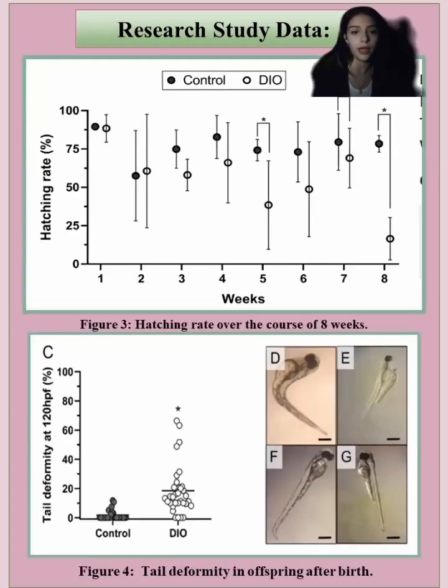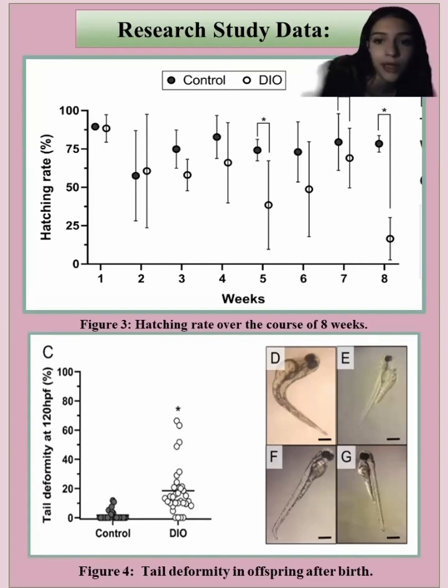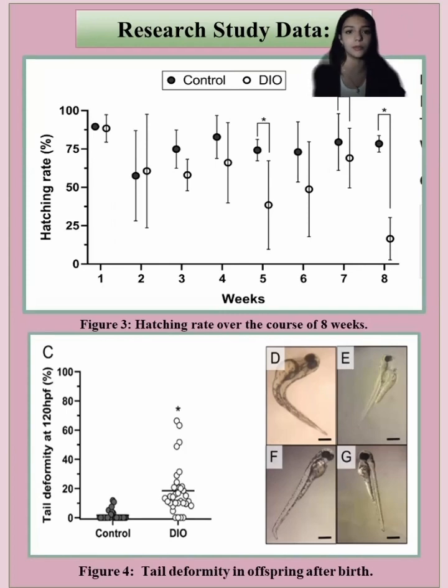And here in figures 3 and 4, we have the data regarding the offspring of the obese zebrafish. In figure 3, we have the hatching rate over the course of 8 weeks. And in these error bars, it is displayed that the amount of birth that the obese zebrafish were exhibiting was very random. It could be almost at 25% or at 100% hatching rate. It was very randomized, which can directly translate into a randomized miscarriage in the obese zebrafish, while the control zebrafish were very much on a smaller scale with the error bars.